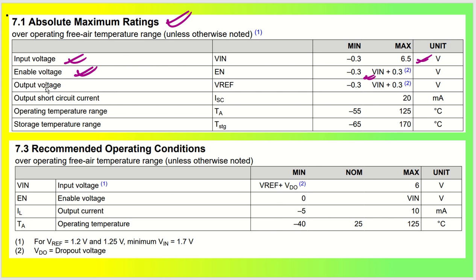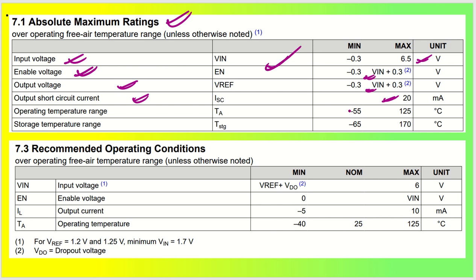Similarly, the output voltage should not be more than V in plus 0.3, otherwise it will again get damaged. We have an output short circuit current, which is a maximum of 20 milliamperes, otherwise it will get damaged. And you have the operating temperature range, which is up to 125 degrees centigrade on the upper side and minus 55 degrees centigrade on the lower side. But these are the absolute maximum ratings.